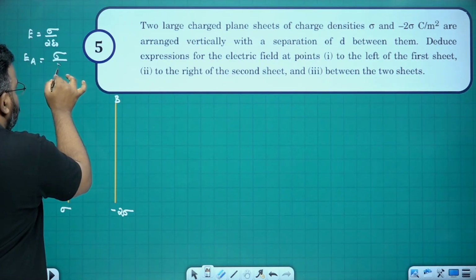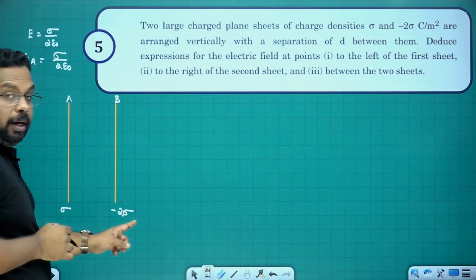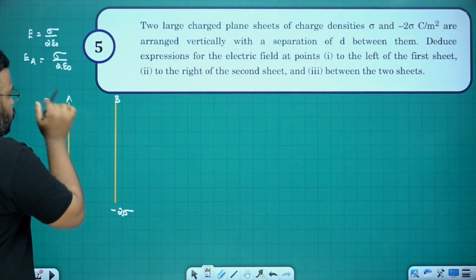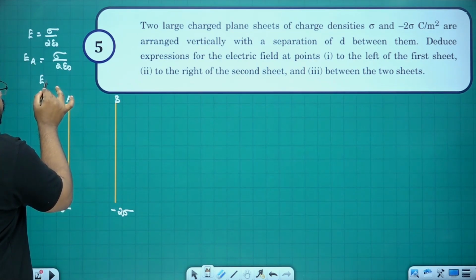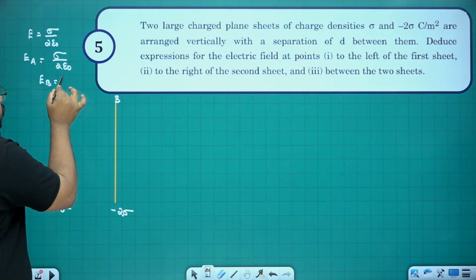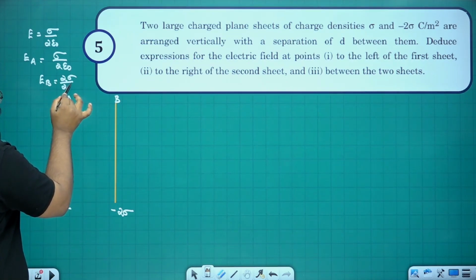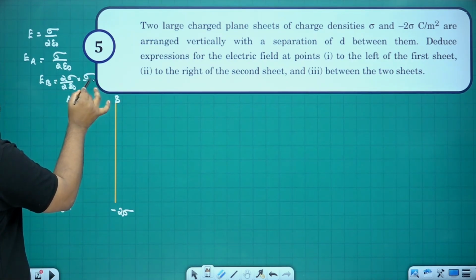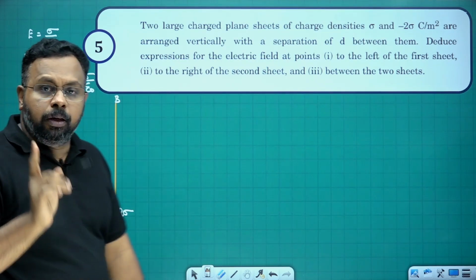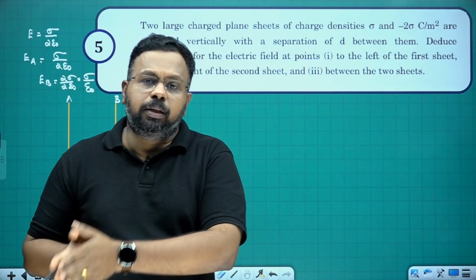Sigma by 2 epsilon naught. And what is EB? Magnitude; leave the sign, we can apply it later. EB will be, what is the charge density? 2 sigma by 2 epsilon naught. We get sigma by epsilon naught. This is EB. Understood? So we got the value of EA and EB separately.